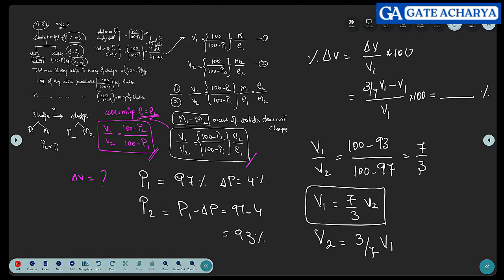What is the value? 57.14. So you can see that just by reducing the moisture content by 4%, there is a drastic reduction in the volume by 57%.